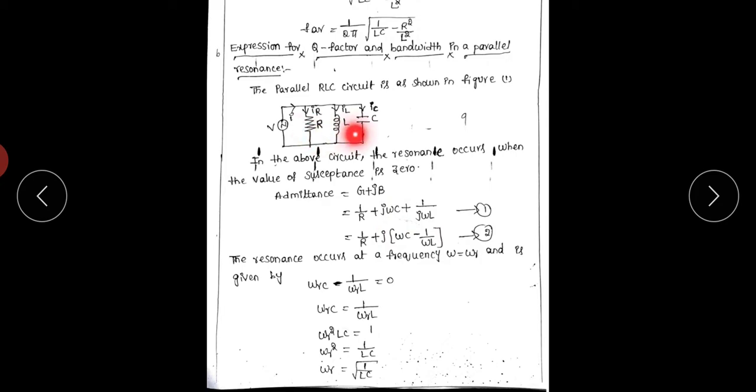Here the three branches are in parallel connection. If three branches are connected in parallel, the equivalent admittance equals the sum of the individual admittances. First branch admittance 1 by R, second branch 1 by j omega L, third branch j omega C. So Y equals 1 by R plus j into omega C minus 1 by omega L, since 1 by j equals minus j. By taking j common, we can write 1 by R plus j into (omega C minus 1 by omega L). This is equation number 1 and equation number 2.